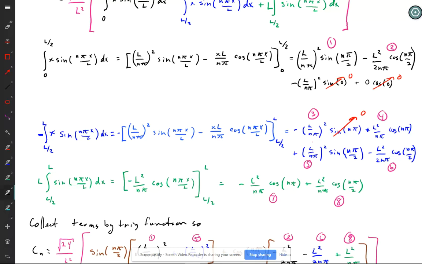Sine of 0 is 0, obviously. And 0 times cosine of 0 is 0 times 1 or 0. So those two terms went to 0. So that left for the black integral two terms, one that had an L over n pi squared, sine of n pi over 2, and one that has an L squared over 2n pi cosine of n pi over 2.